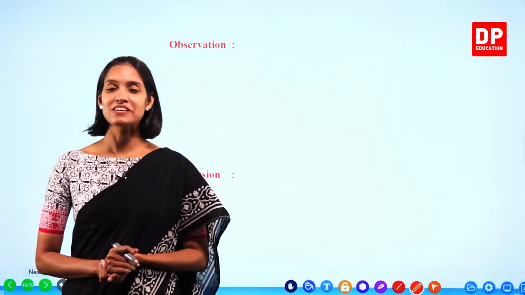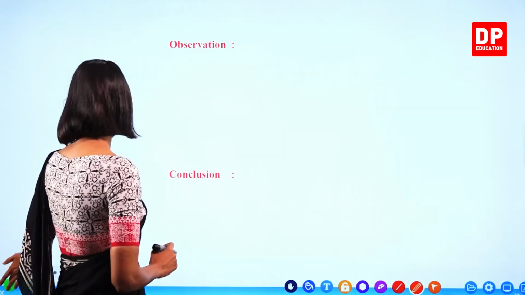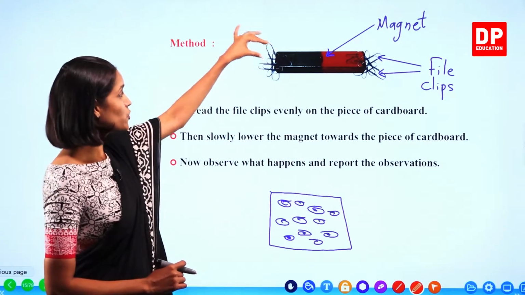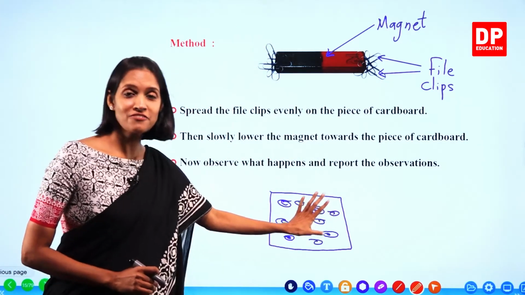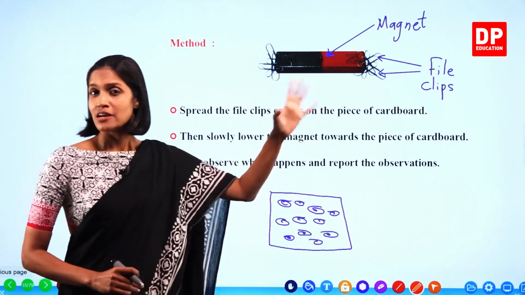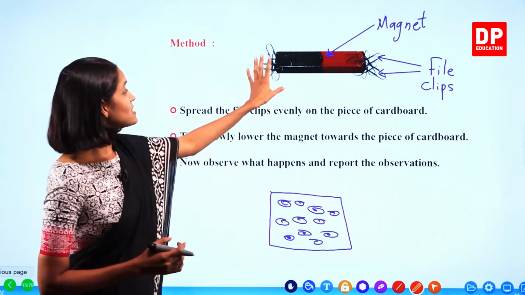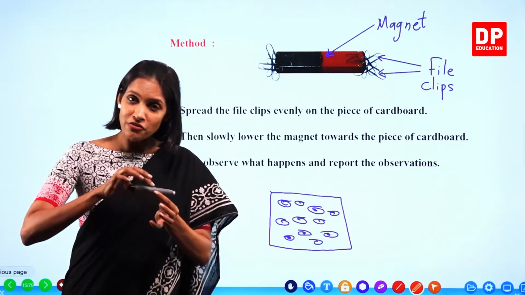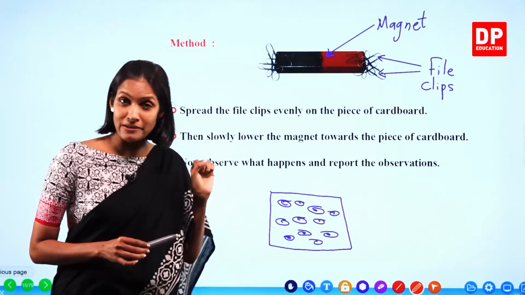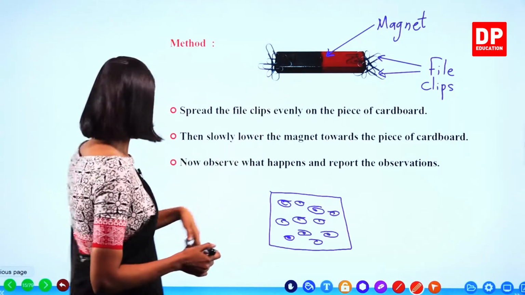So you clearly observed what happened when we were doing the activity. So what did we do? Remember? First we spread the file clips evenly on the cardboard and then we slowly lowered the bar magnet towards the file clips. What happened, children? They got attracted towards the magnet. But did you realize that there was a specific way that they got attracted? This is the way. So more than to the middle part of the magnet, the file clips got attracted more towards the ends of the magnet, just like in this picture. Okay, children, we'll write that observation.